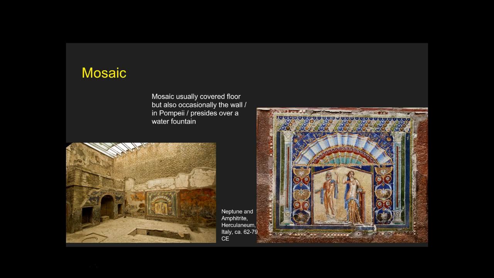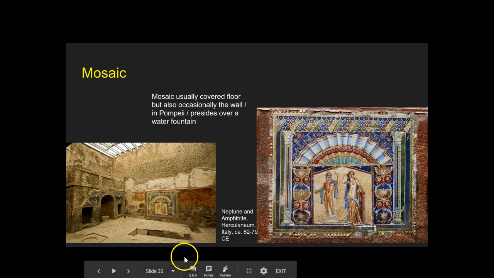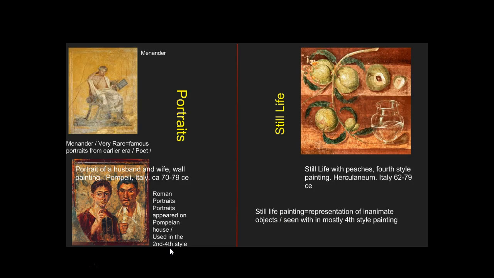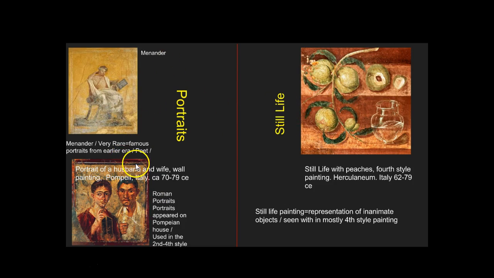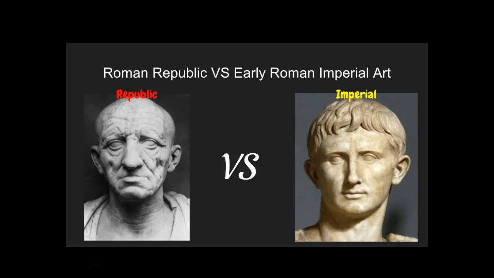They would use that little pebble mosaic pattern just like the Greeks did occasionally. All right, so we're looking at portraits here. These are different types of portraits on this side. It was very rare to have a portrait done of yourself. So these two are, and then we've got still lifes. A still life painting is a representation of inanimate objects, usually seen within mostly fourth style painting.